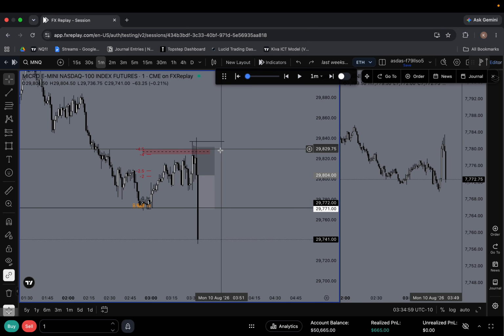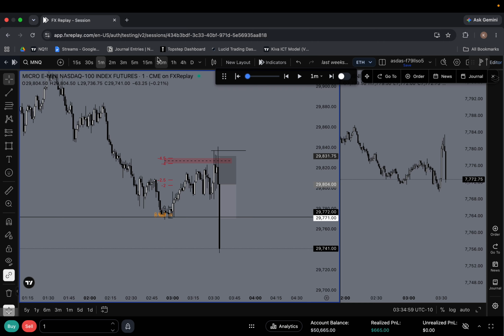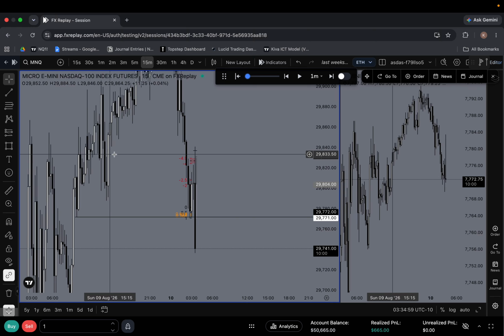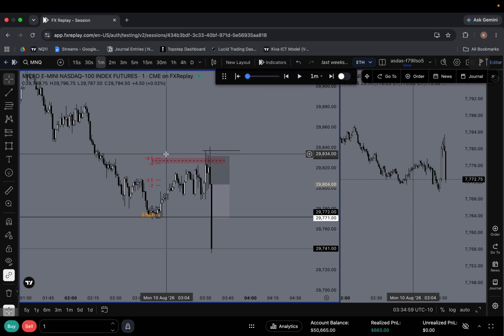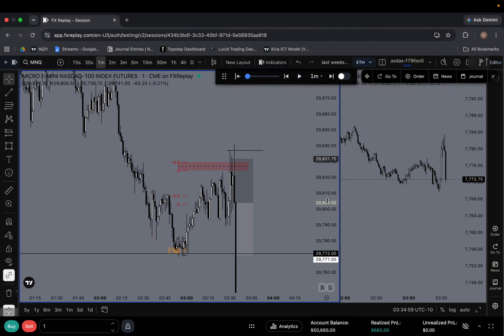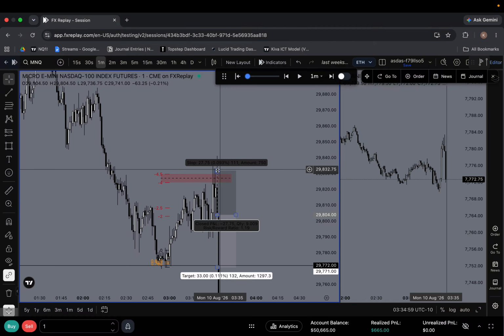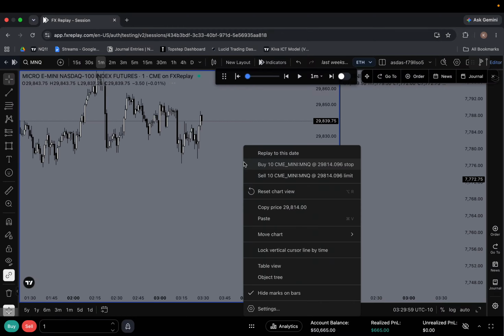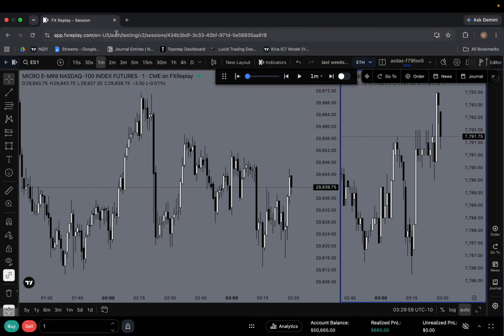We get that manipulation, we come in to -4, respect -4, come into this 15-minute gap, BPR, IFG, respect all of these bearish arrays, and come down and take out sell side with a protected stop. So that was great. Let's see what we got here.